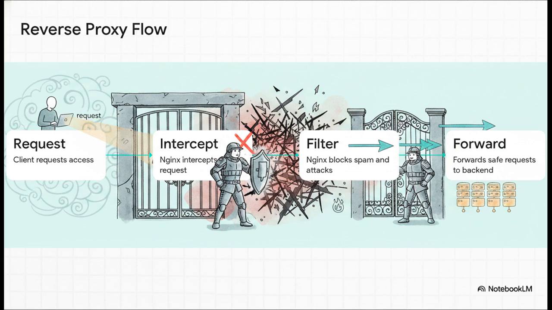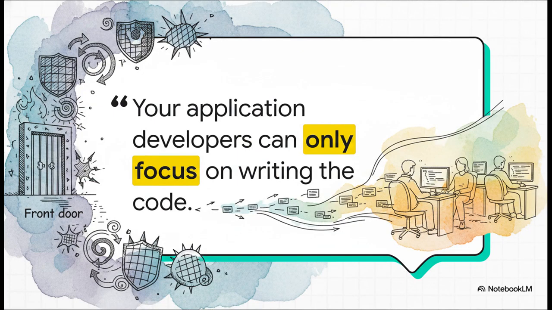It can spot a spam attack, apply rate limiting to block someone who's clicking too fast, and only pass the safe, totally legitimate traffic through to your hidden backend. The client never even knows the real address of your app. This is a total game changer for engineering teams.